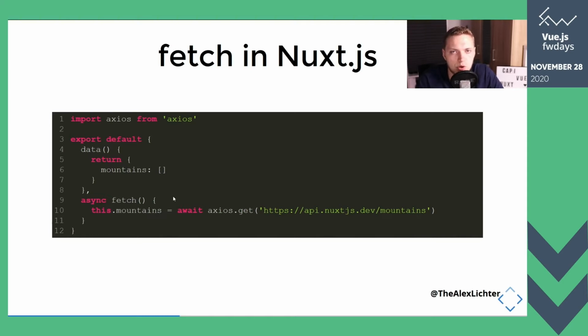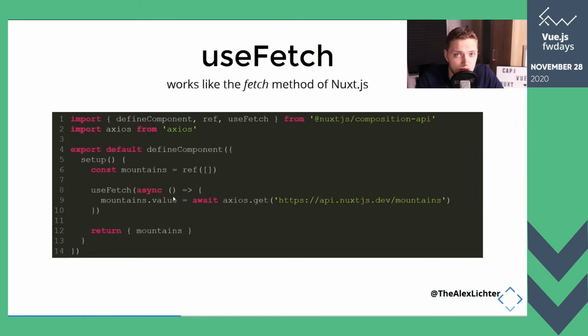Good. I bet most of you have seen it already. Now, how can we use it in the composition API? We don't have access to this. We also don't use data, and there is no fetch. Well, of course we use a composable, and there we go. We use useFetch, and this should work like the fetch method of Nuxt.js we've just seen. This example is not really longer. I mean, 2 lines, but also only because I use lots of spaces. So there's not much overhead of converting. In terms of readability, I'd even say it's more readable, but we'll come to that.